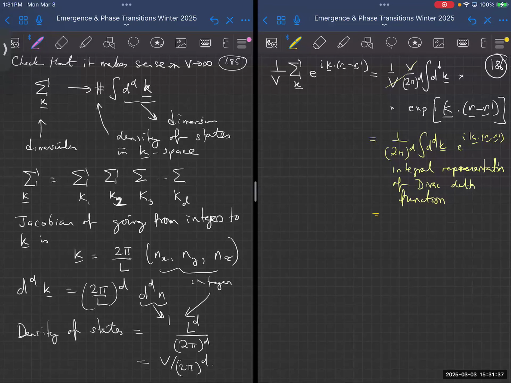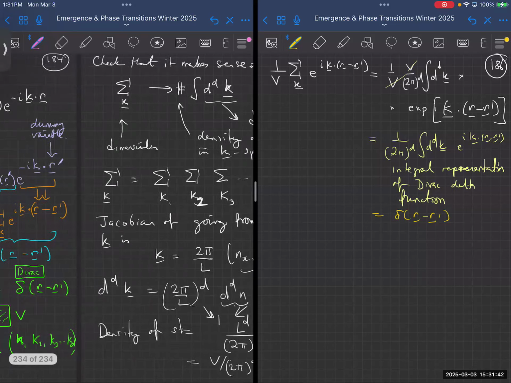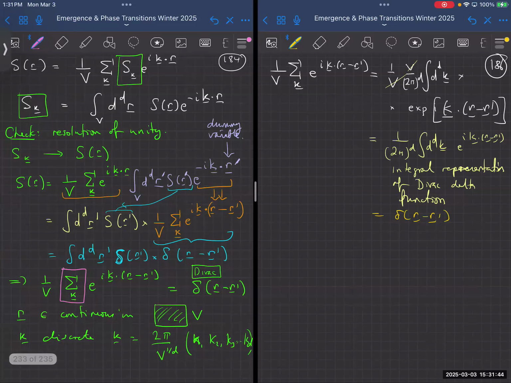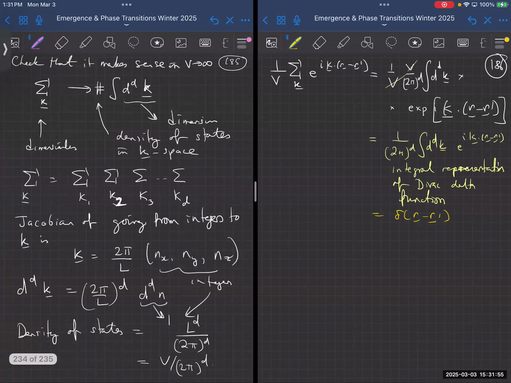So this thing is just equal to delta of r minus r prime, and that's true because what we needed was, we concluded from the resolution of unity over here on the left-hand side that it equals delta of r minus r prime, and now I've just gone and proved to you that that is indeed what it is.